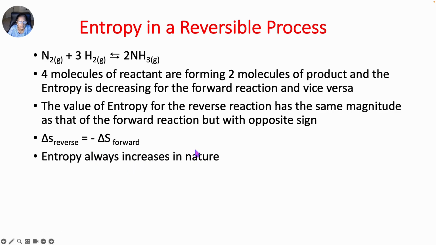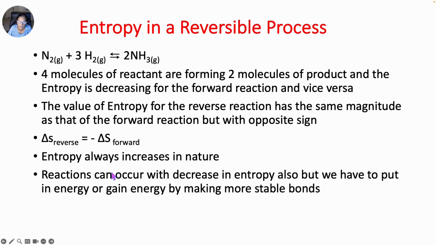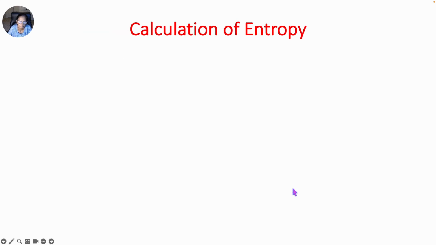Entropy always increases in nature. Reactions can occur with decrease in entropy also, but we have to supply energy. Or reactions that occur with gain in energy, if they make more stable bonds, also the entropy decreases because the bonds are very stable, so there is more order.